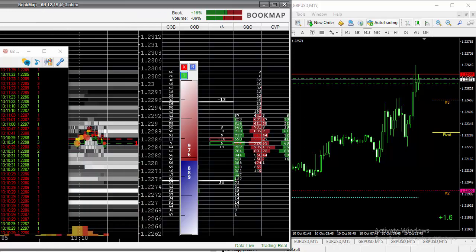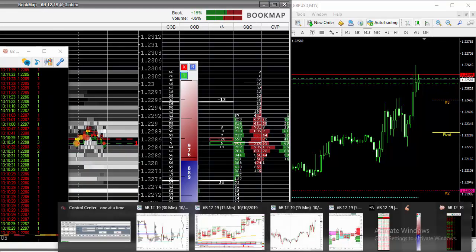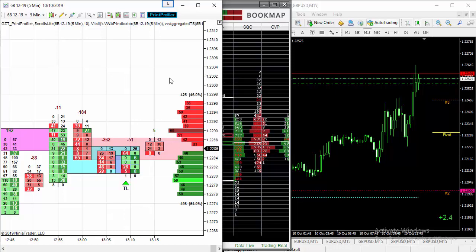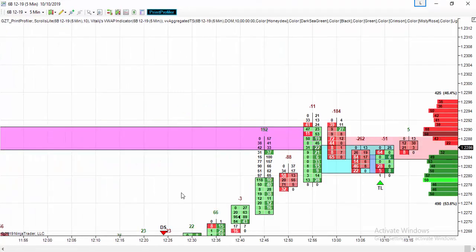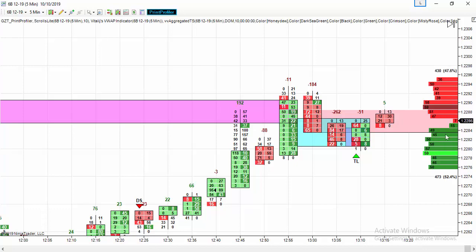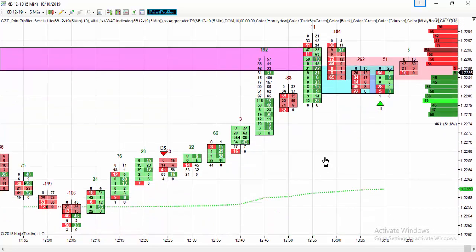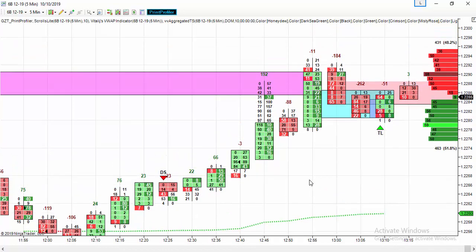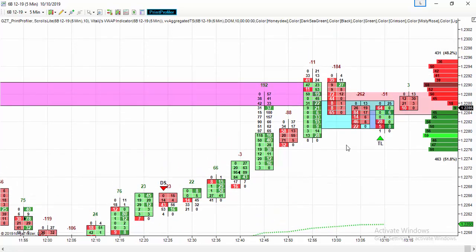Now on the GZT profiler, this is what we see. We have passive buyers ready to support price, and price really is not interested to go down. As you see from here, it's just going slowly. We're not getting any aggressive moves today. So just trying to explain that concept to you guys.